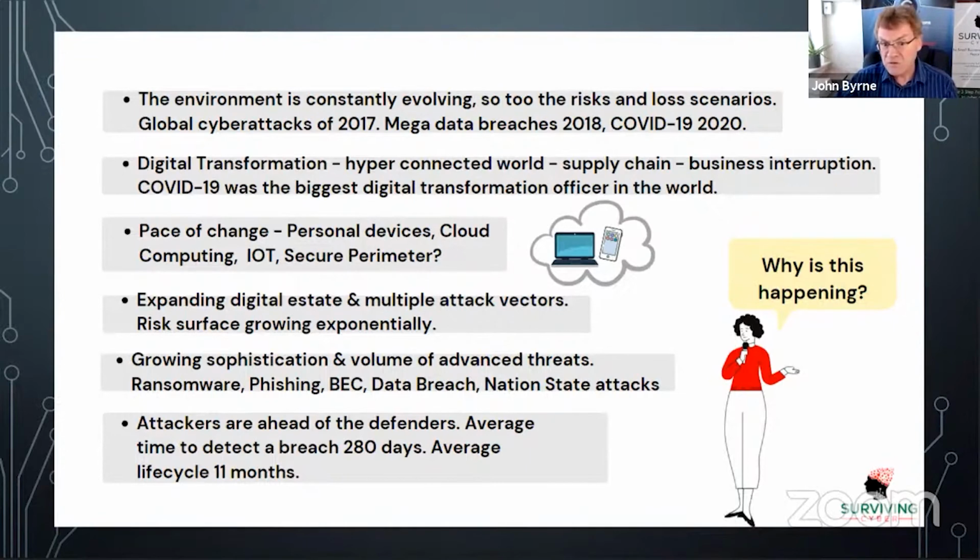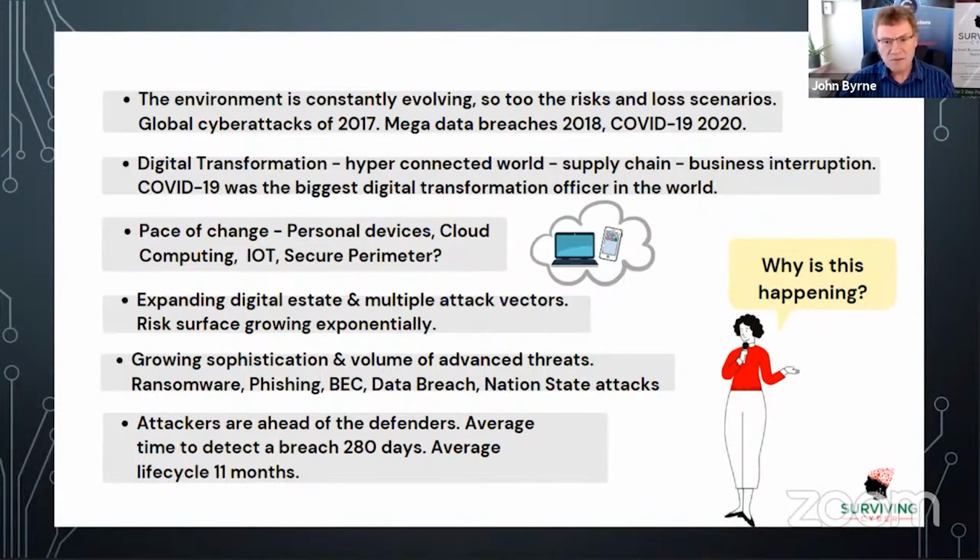So the pace of change, which we were already seeing in our world with personal devices being used for business, with cloud computing, with the Internet of Things, just dramatically increased in 2021 and 2020. And this idea of a secure perimeter, which is what we based all our IT defenses on up to about 10 years ago, has become a thing of the past effectively, because every company has an expanding digital estate and multiple attack vectors. That means multiple ways that the business can be attacked.